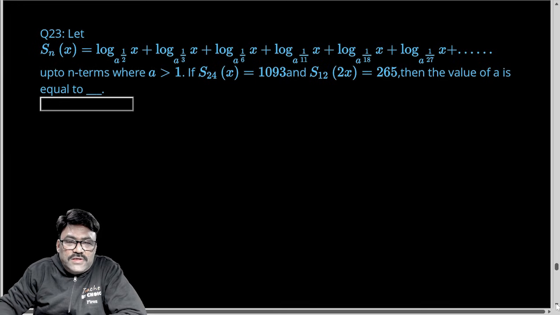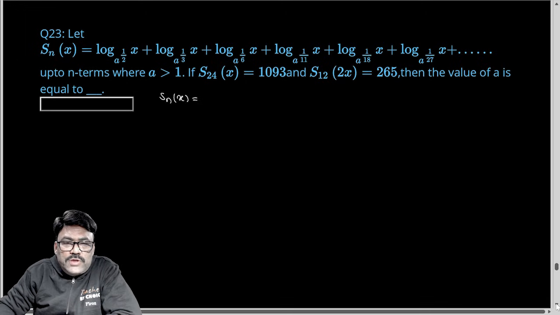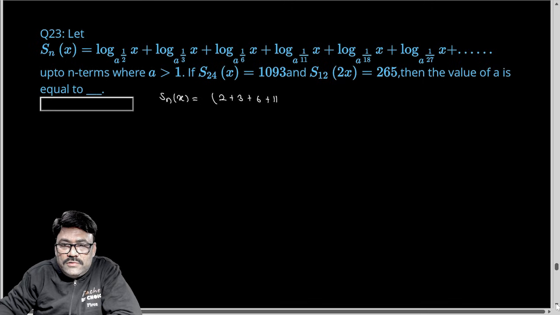So first look at Snx. Snx can be written as 2 times log x with the base a plus 3 times log x with the base a plus 6 times log x with the base a plus 11 times log x with the base a. So it can be written as 2 plus 3 plus 6 plus 11 plus 18 up to n terms, log x with the base a.